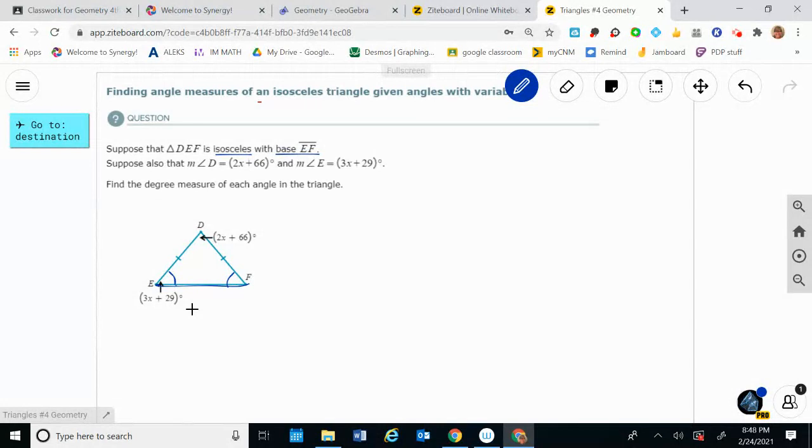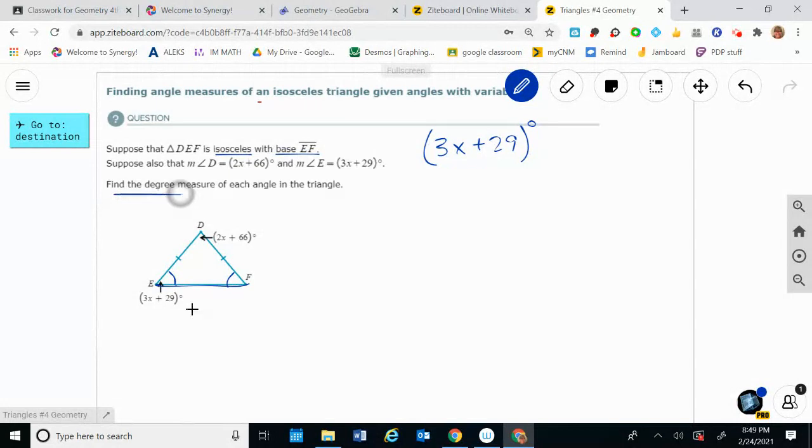I'm not sure why they're putting parentheses. I think because they need to put that degree, and they can't actually do it. If they put 3x plus 29 degrees, it would mean that only the 29 had the degrees. So I think that's why they're putting the parentheses. But when we're working with it, I want you to know that you can take it out of parentheses because you can't work inside parentheses. You have to get rid of them. So we're going to take them out, okay?